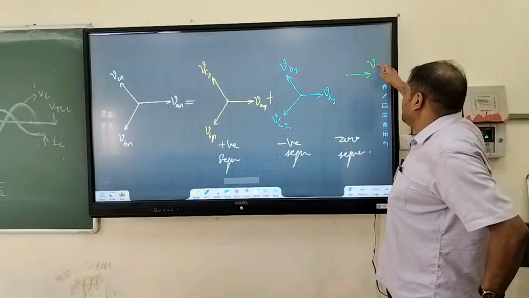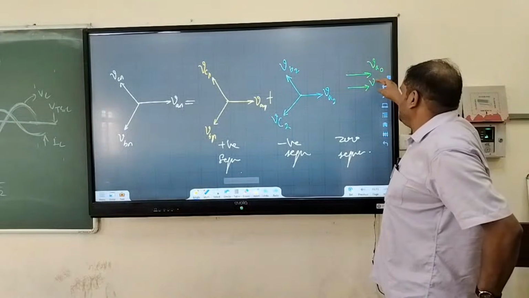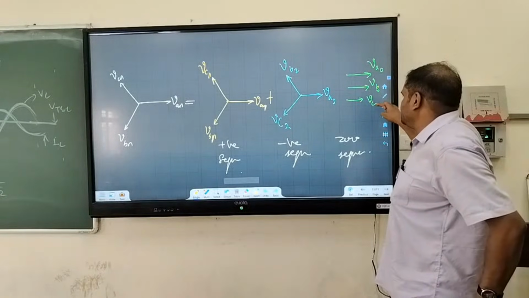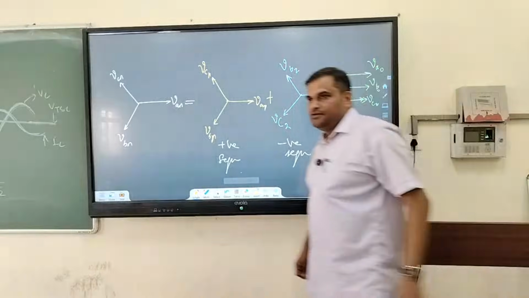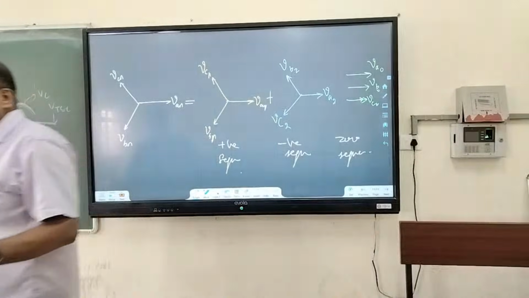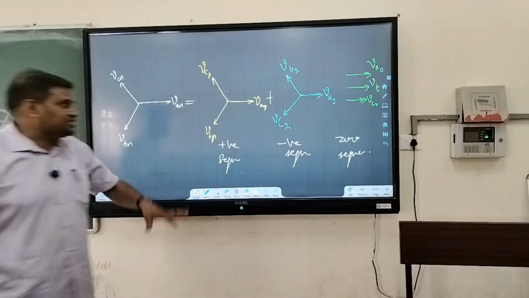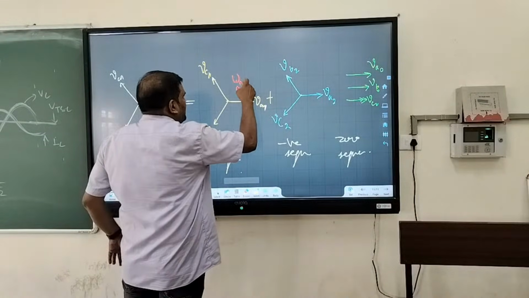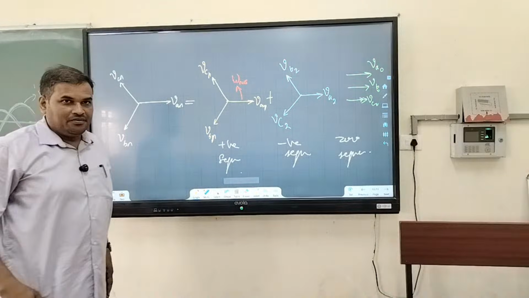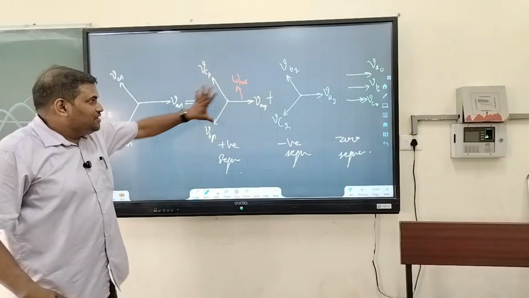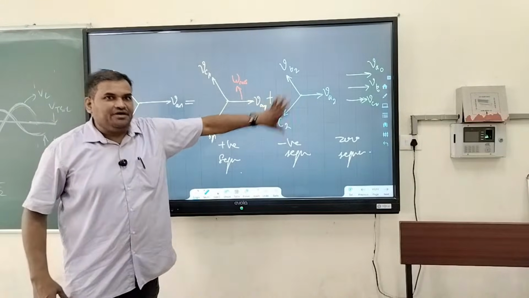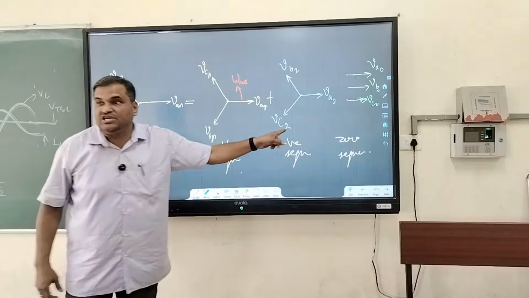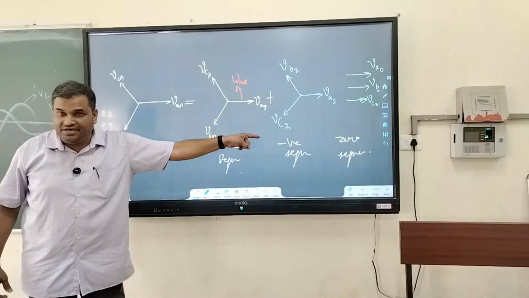This is VA0, VB0 and VC0. So this is the meaning of positive, negative and zero sequence. Positive sequence is actually rotating in the anti-clockwise direction, omega. Negative sequence, same picture if I keep it here, rotating in the clockwise or rotating in the anti-clockwise, but the sequence is changed. यहाँ पर हमने क्या किया?